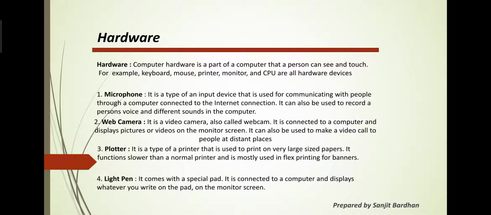Hardware. Computer hardware is a part of a computer that a person can see and touch. For example, keyboard, mouse, printer, monitor and CPU are all hardware devices. Some other examples of hardware are motherboard, hard disk, RAM, etc. While working on a computer, these hardware parts cannot be seen from outside as they are present in the CPU box. Here are some other hardware devices.